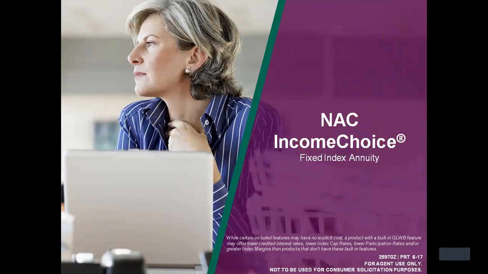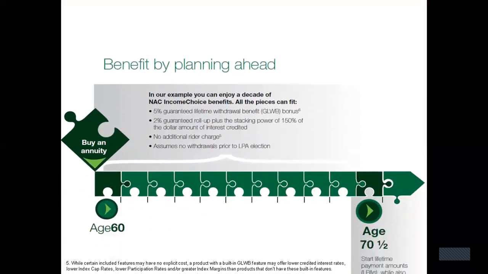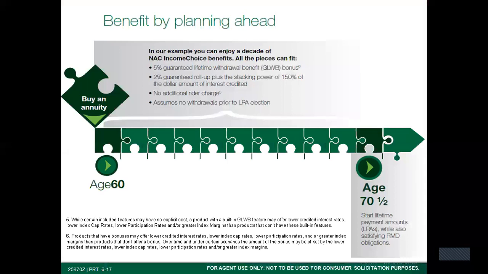Once income is turned on, I mean, it couldn't be any simpler. Your clients are going to have set up a guaranteed lifetime income. They can either choose level or increasing, and go about living the retirement that they were wanting to. Let me go ahead and showcase this piece to you, the benefit of planning ahead. For this example, you can enjoy a decade for the income choice benefits, and here's how the pieces fit.